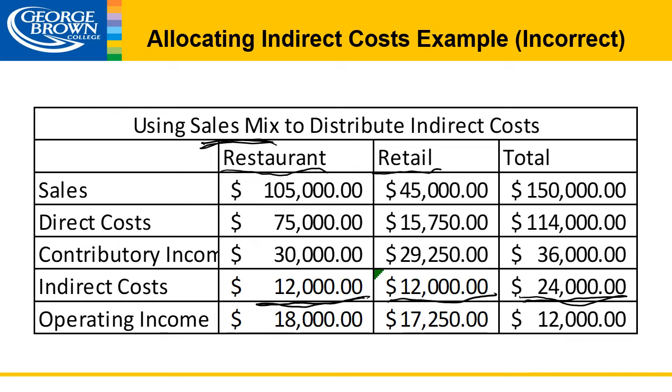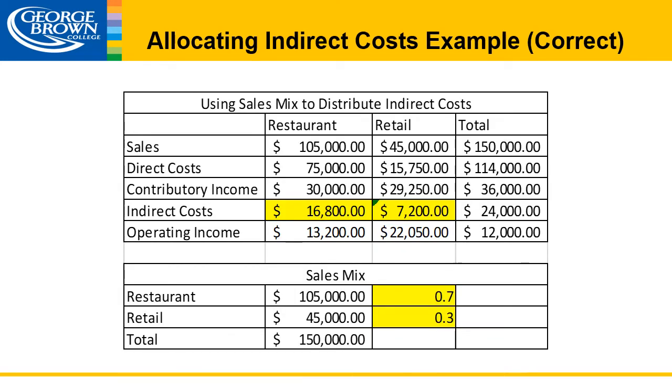So here, this says that our restaurant is making 18,000 in operating income, and our retail is making 17,250 in operating income. Okay, what this has done by allocating it equally is create a false picture of what each department's operating income is. So these are incorrect. In the next slide, I'll show you how to use the sales mix to distribute these indirect costs more effectively and accurately.